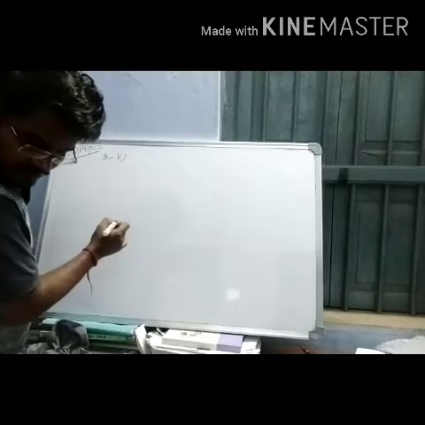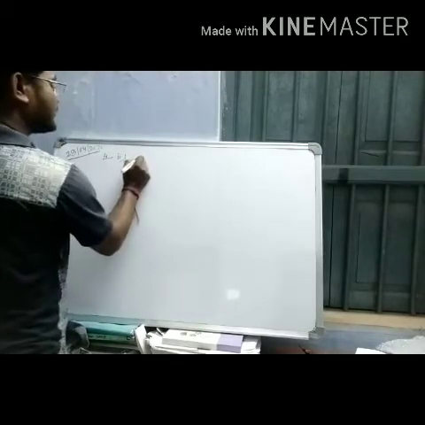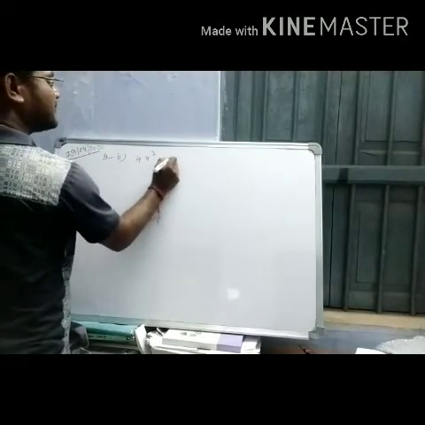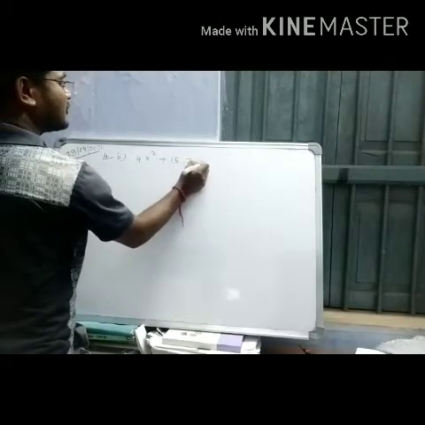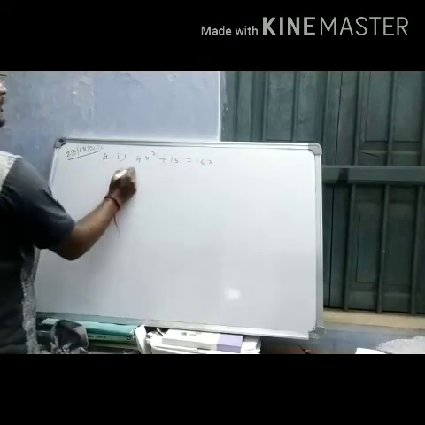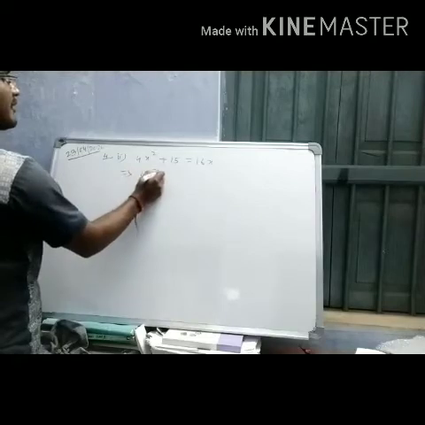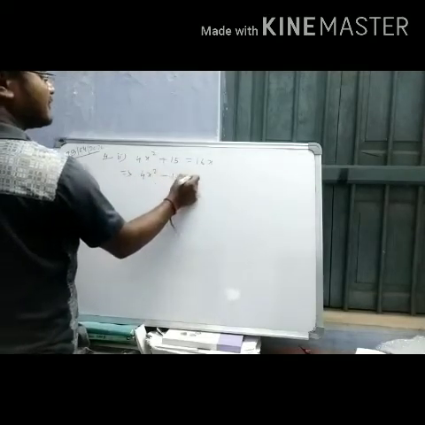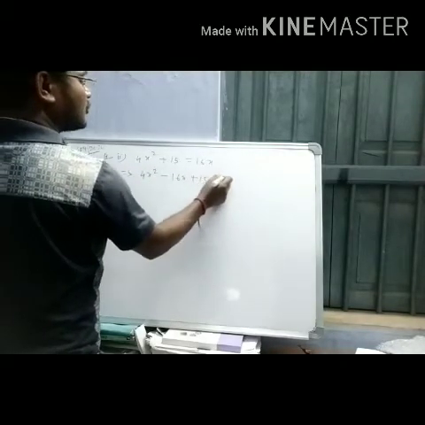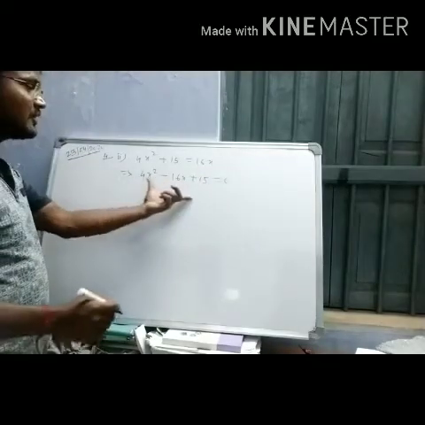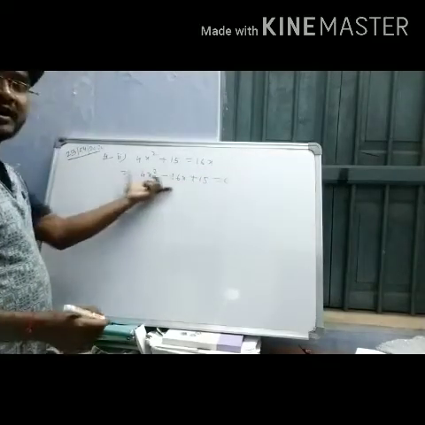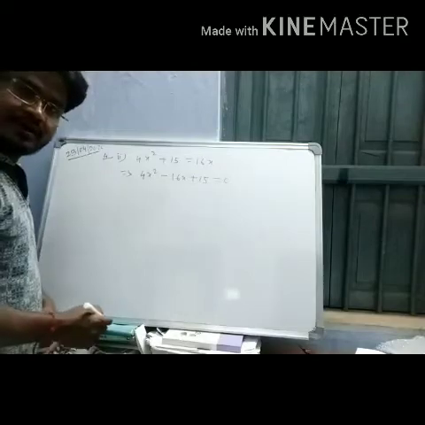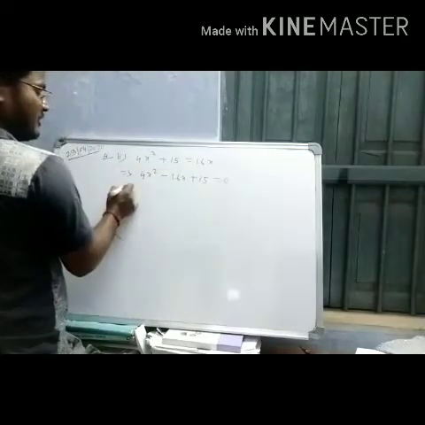It is given that 4x square plus 15 equals 16x. Therefore, we can write 4x square minus 16x plus 15 equals 0. That's the standard form of a quadratic equation. On this side every term is written, and that side equals 0. Now do the middle term.